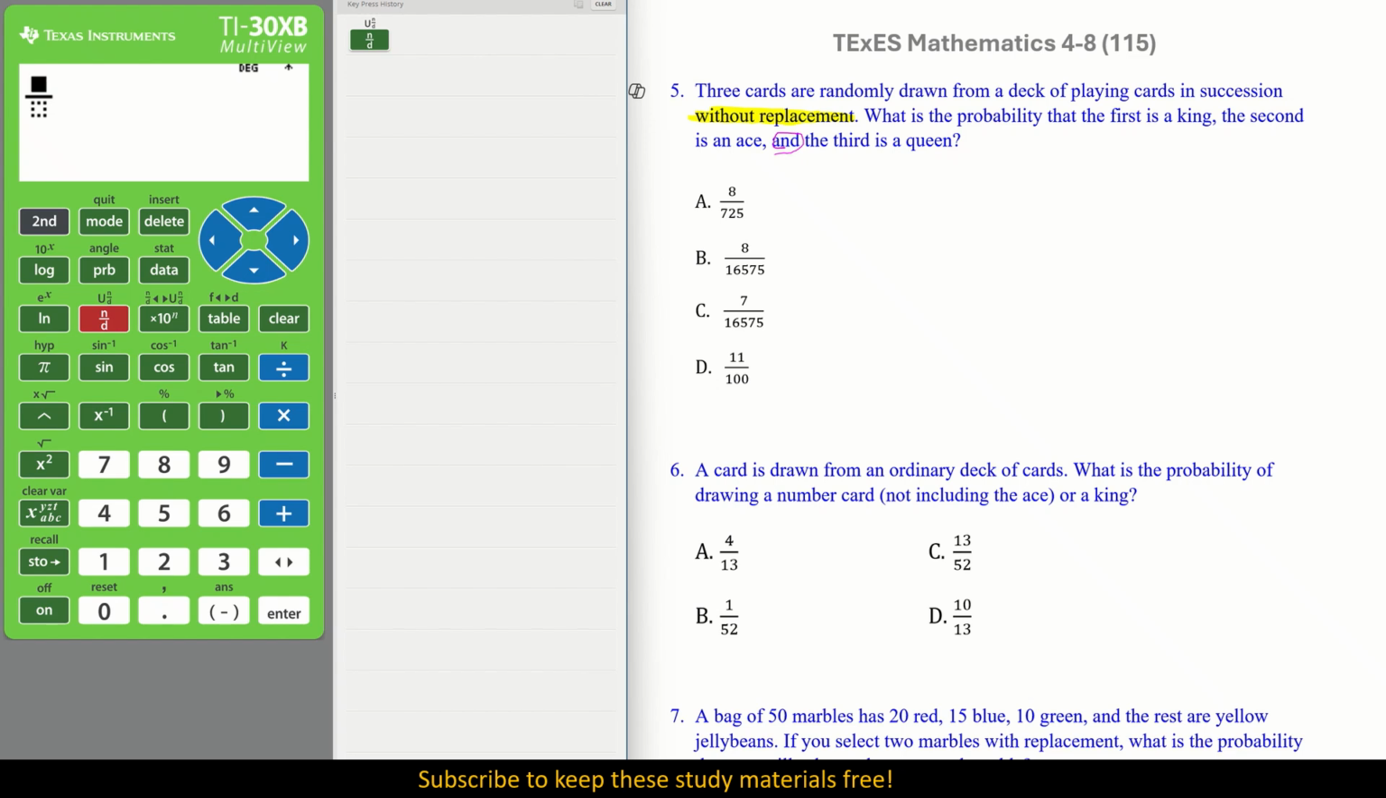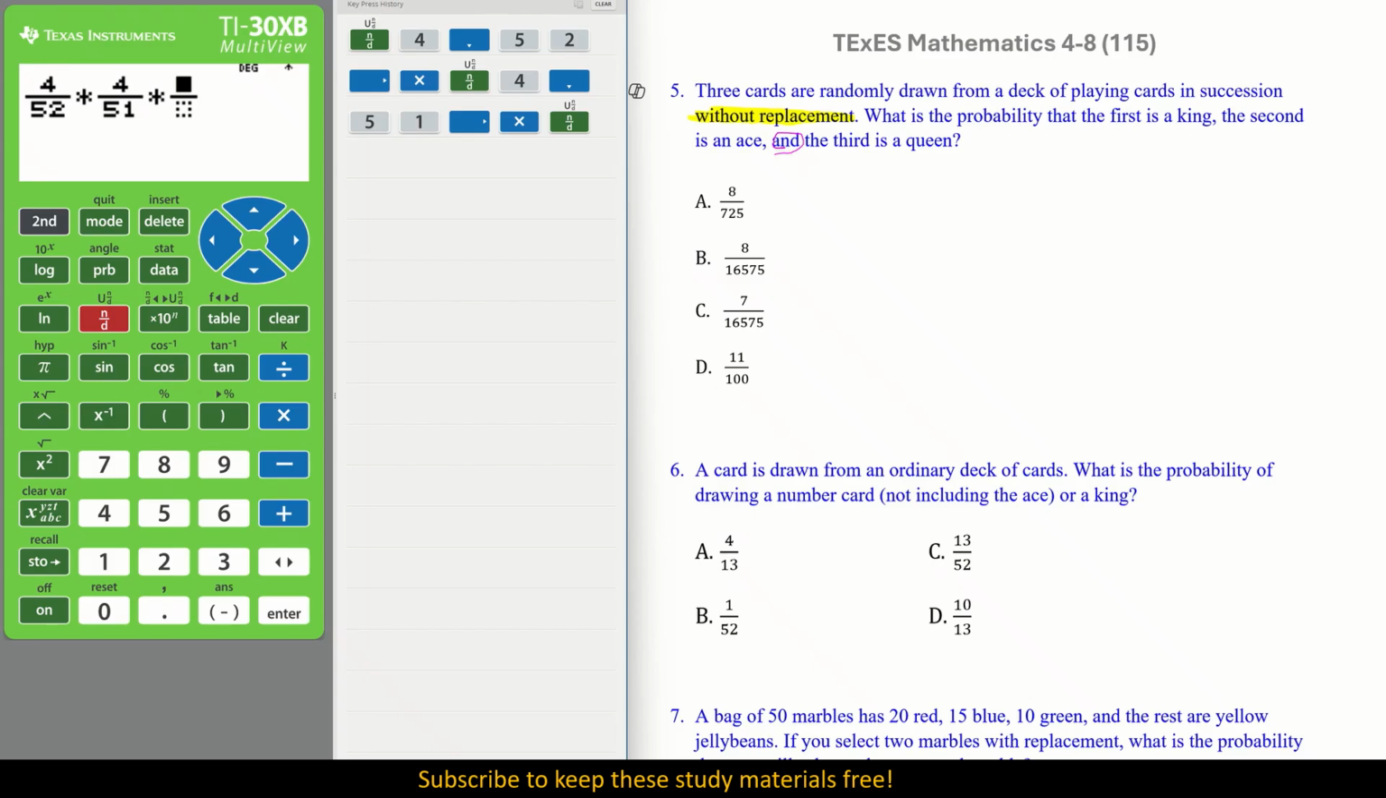So to begin, I have 4 kings out of a total of 52. Then I have multiplication. Now I have aces. I have 4 aces in a deck, but I'm down 1 less card. So I have 51. I go over and I multiply, and here's my third draw. Still saying there's 4 queens, but what's the probability of now getting that? My total outcome is going to be 50. Sorry about that. Now I push enter, and wow, very serious decimal.